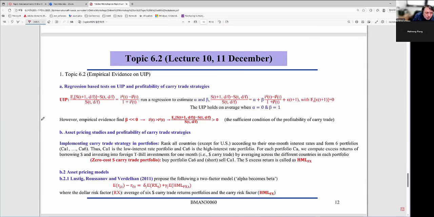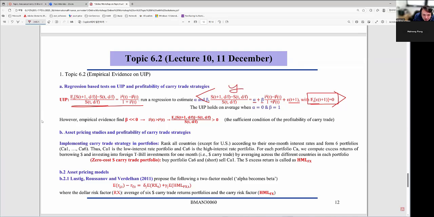And in topic 6.2, we talk about empirical evidence on UIP violations. We can test UIP using these regressions. When UIP holds, the high interest rate currency is expected to depreciate. When you test UIP, you can remove expectations, add an error term, add an intercept and a beta, the slope. And we assume that the average error is equal to 0.